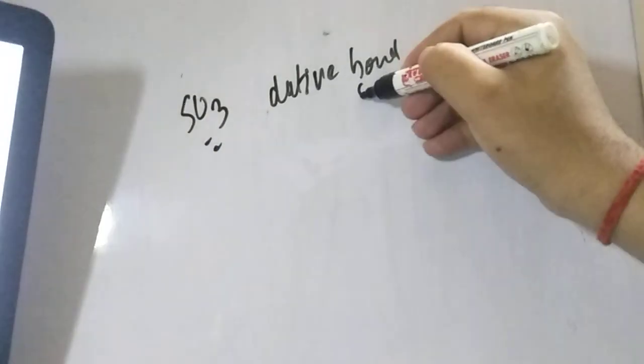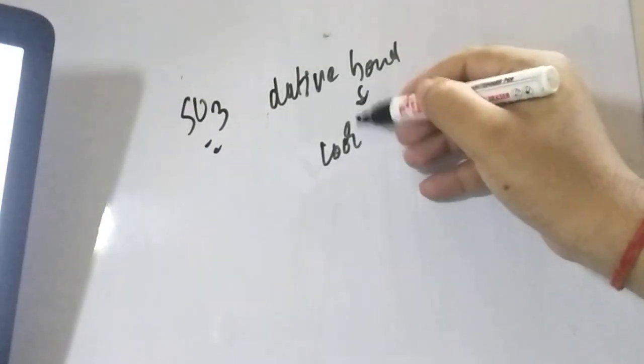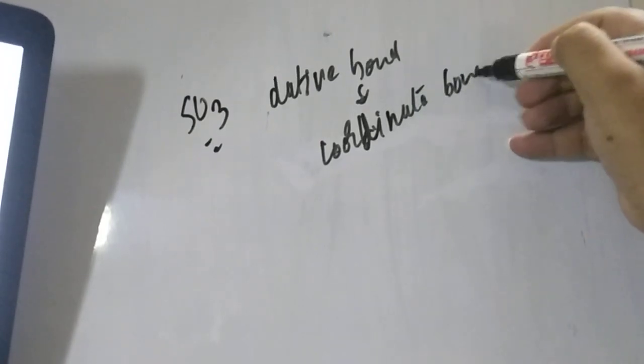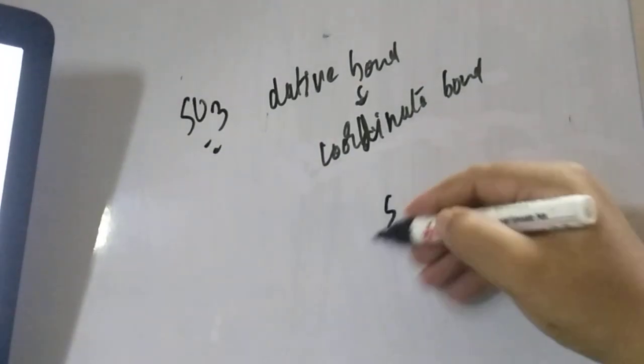Dative bond means what, students? That is the coordinate bond. Dative bond means coordinate bond. So if you talk about this coordinate bond, students, how is this structure?